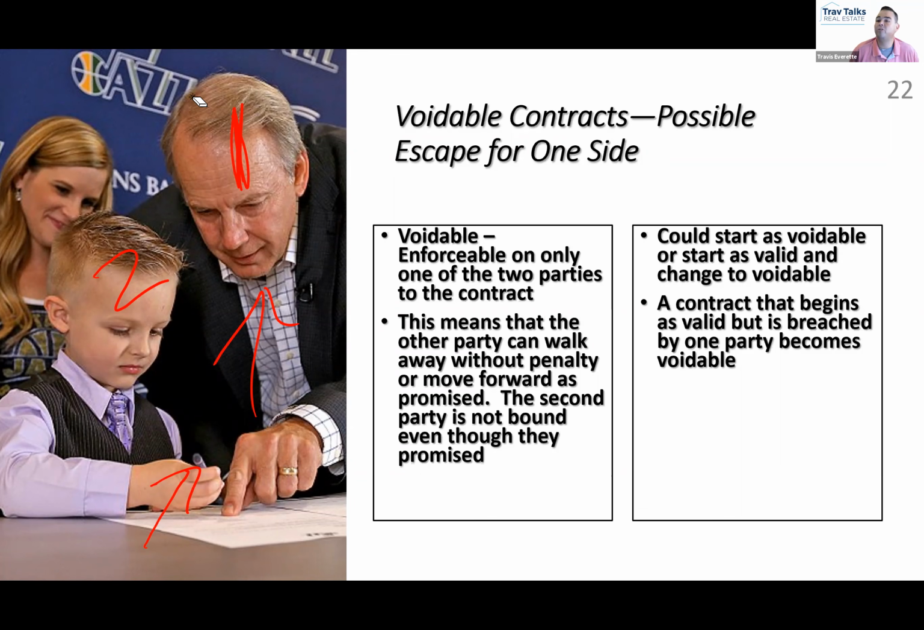Is everybody understanding the idea how a breach takes us away from validity? There's no such thing as a breached valid contract. If it was breached, it got downgraded from valid to what? Voidable. There's no such thing as invalid. These words have very specific meaning. The downgrade from valid is voidable.